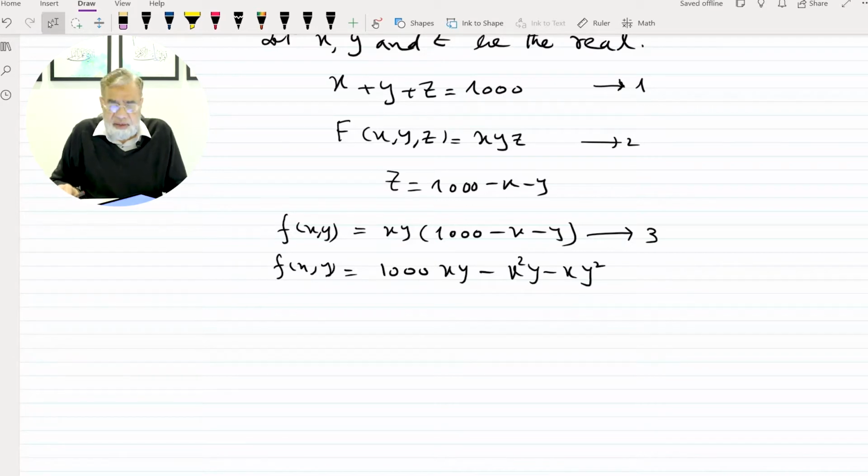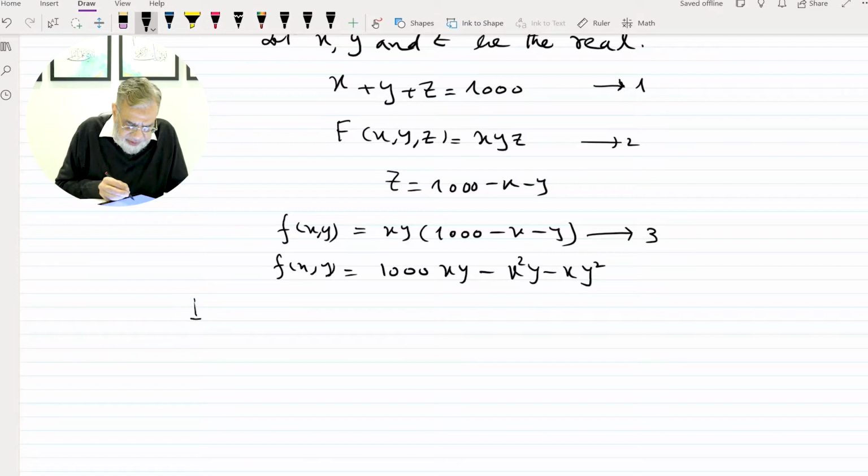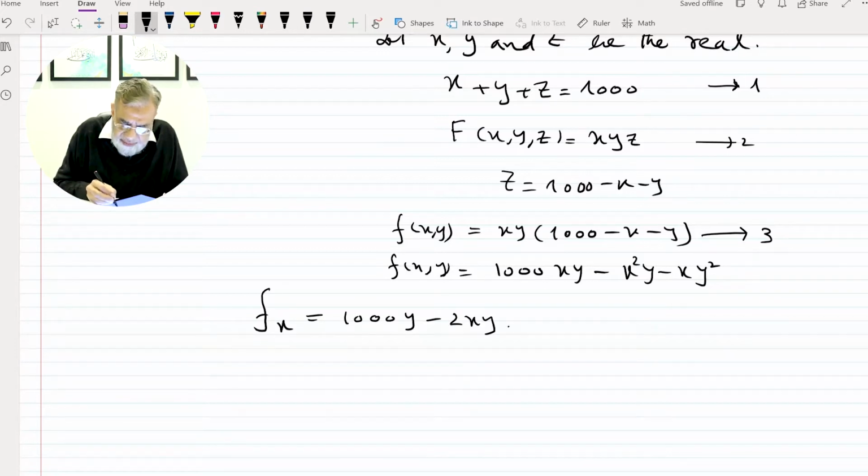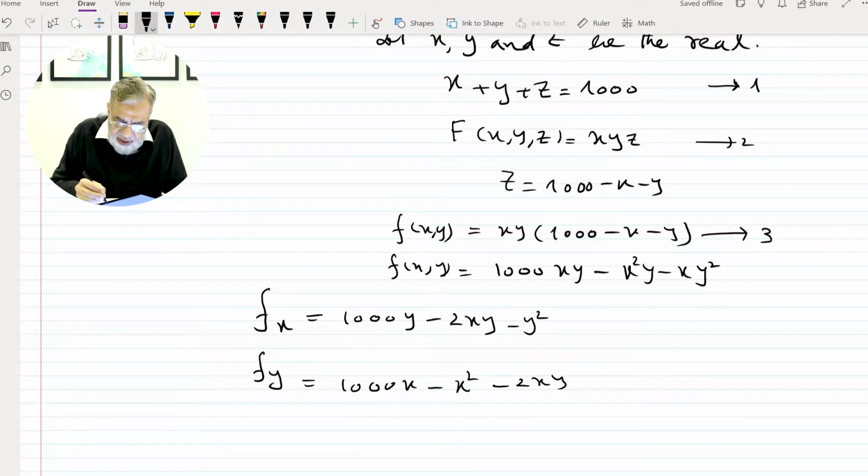To find the critical numbers, I find the partial derivatives. The partial derivative with respect to x: I get f sub x. Y is constant, so we get 1000y minus 2xy minus y squared. Then I find the partial derivative with respect to y. X is constant, so we get 1000x minus x squared minus 2xy. This is my equation 4, and this is my equation 5.